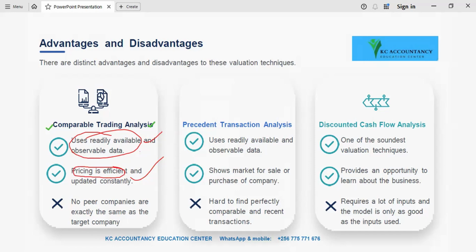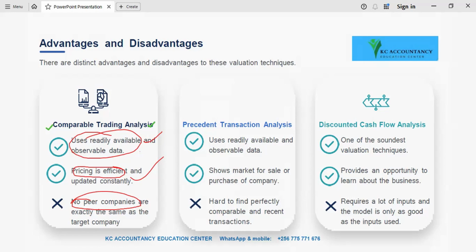And in fact, it is updated for us constantly. But the big disadvantage is that no peer company or companies are exactly the same as the target company that we are trying to value.